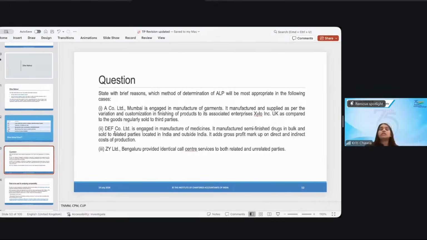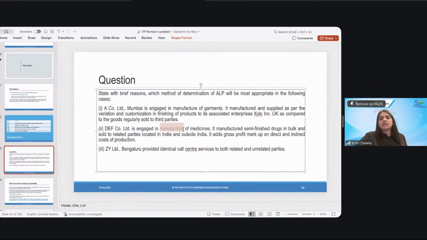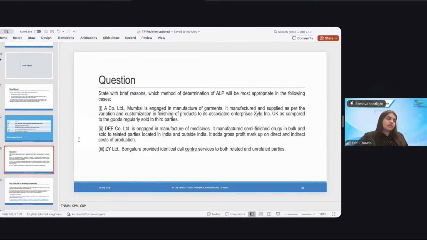The second one talks about DEF Co. Limited. It is engaged in the manufacture of medicines, and it manufactured semi-finished drugs in bulk and sold to related parties located in India and outside India. It adds gross profit markup on direct and indirect cost of production. Now, there are a lot of terms that could signal you that the cost plus method is going to be the most appropriate method. The first thing is that this is for manufacture of medicine. Cost plus method is where manufacturing is applicable. Now, it adds a gross profit markup also on direct and indirect cost of production. So this signals that the cost plus method could be appropriate.